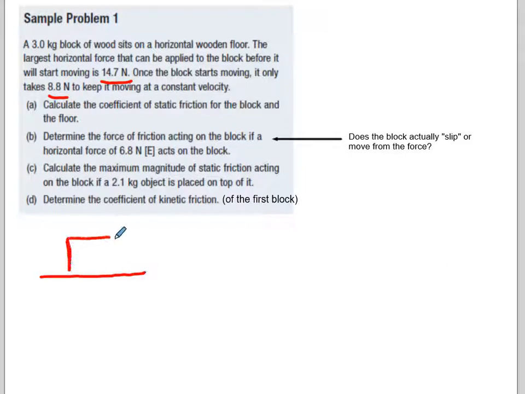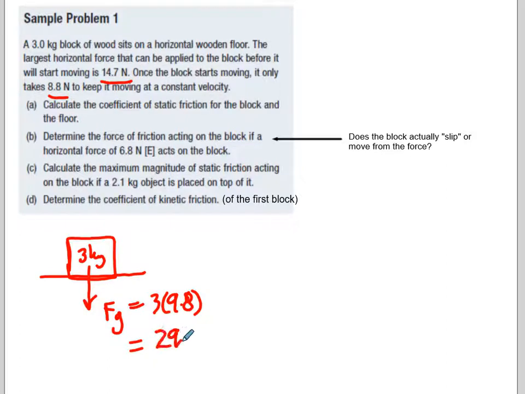So if we draw a quick free body diagram, it's static friction, so I don't have to have lefts and rights. I can have my Fg here, and this is a 3 kilogram object, so Fg is going to be 3 times 9.8, which is 29.4 newtons. Now there's also a normal force, which is the one I really need. Because this box isn't jumping up into the air, I know this is going to balance in the vertical direction, so the normal force is also 29.4 newtons.